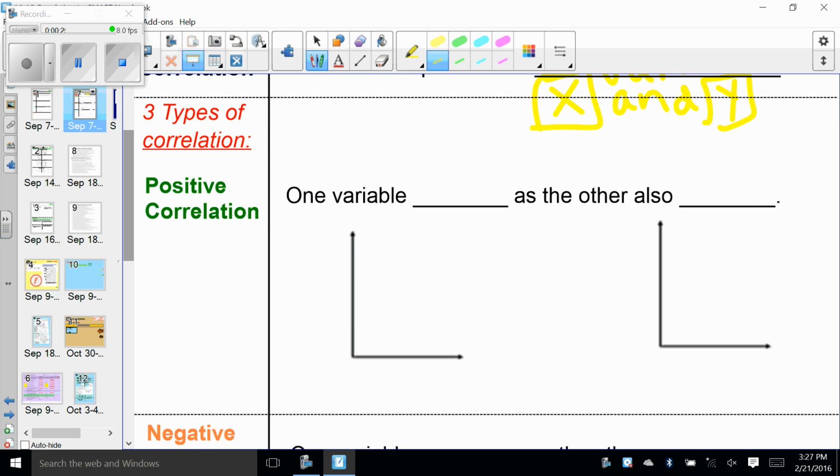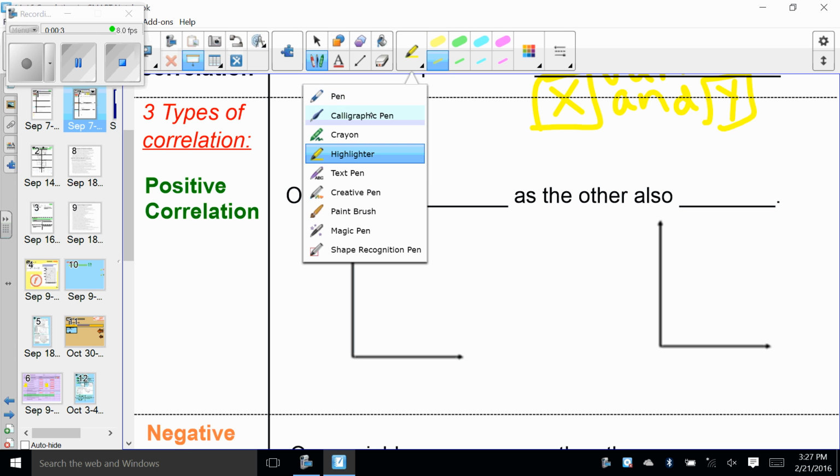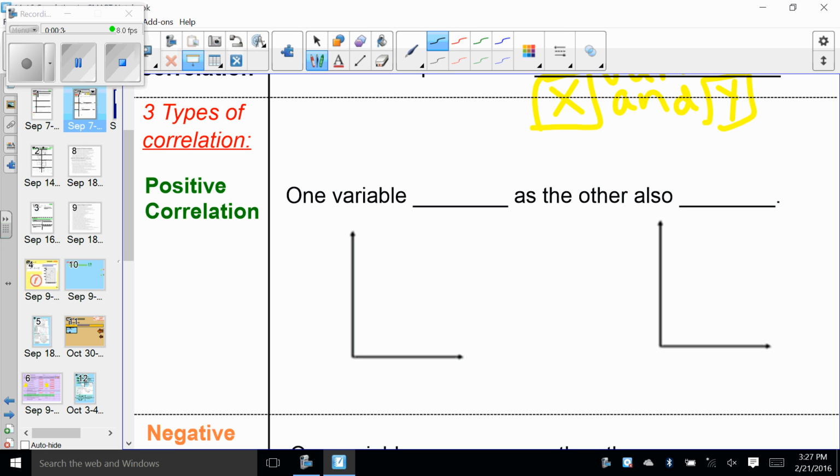So some things that we're going to talk about are when is it positive, when is it negative, and are there times that the two variables just really aren't connected at all to each other. So positive correlation means two things. It means up, up. As one thing goes up, the other thing goes up.